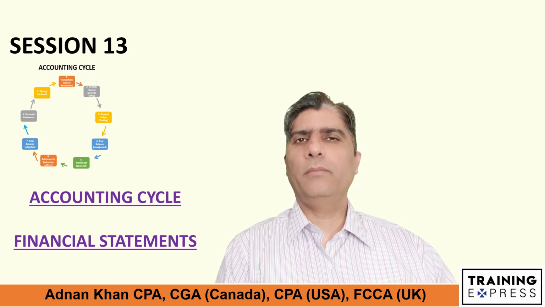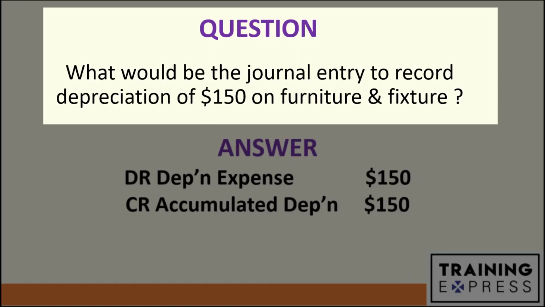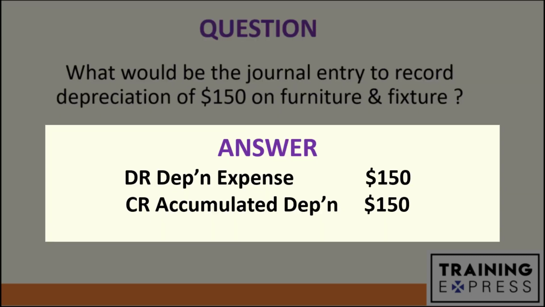But before we talk about today's session, let's have a look at the answer of last session's question. The question was, what would be the journal entry to record depreciation of $150 on furniture and fixture? The answer is debit depreciation expense by 150 and credit accumulated depreciation on furniture and fixture by 150.